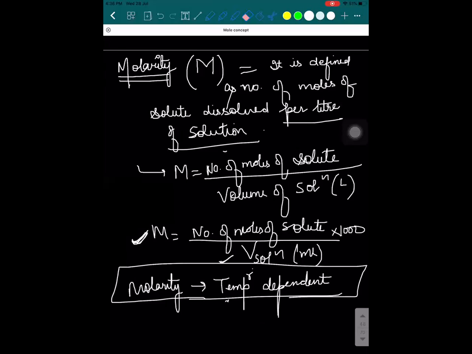Write it down. Nobody will represent the molarity in terms of whole word; everyone will write capital M. Capital M you have to remember in your mind. The unit of molarity is mole per liter, or molar.